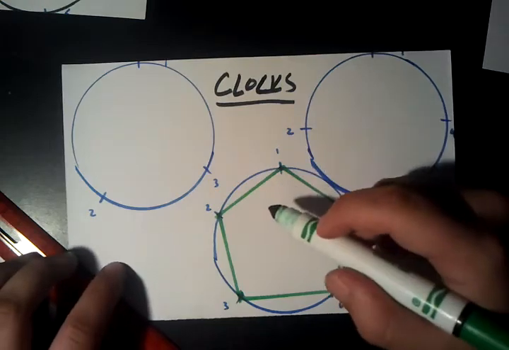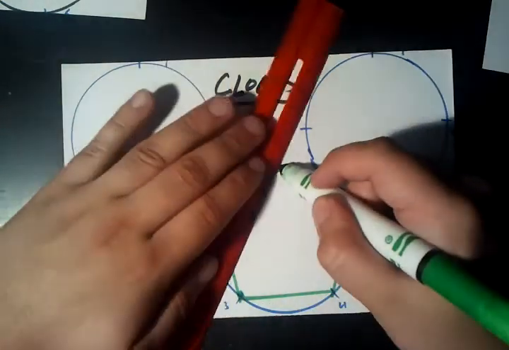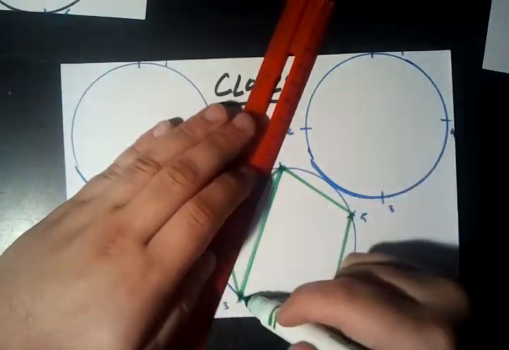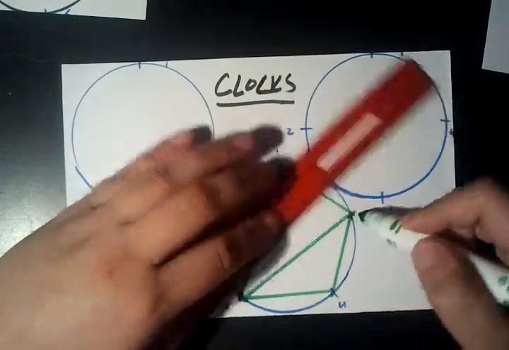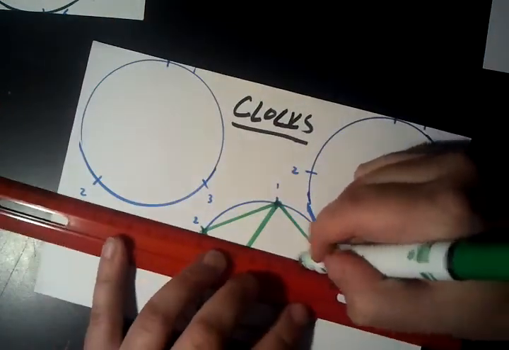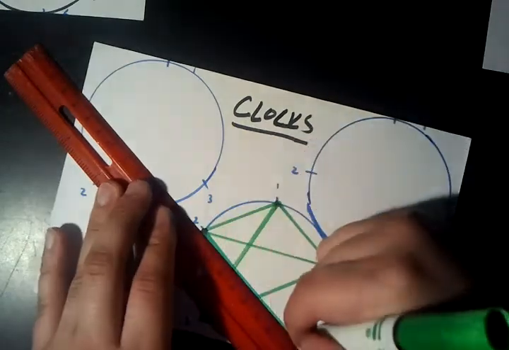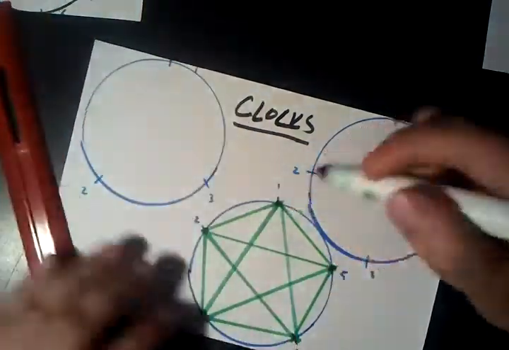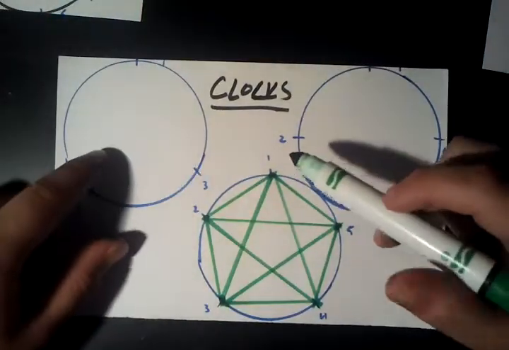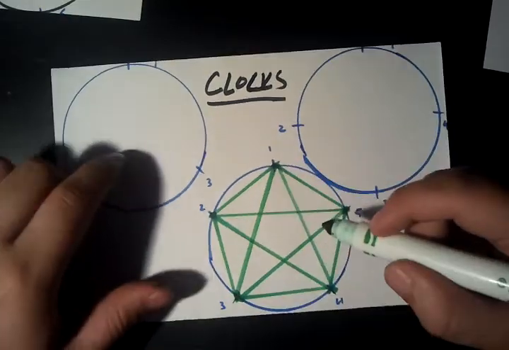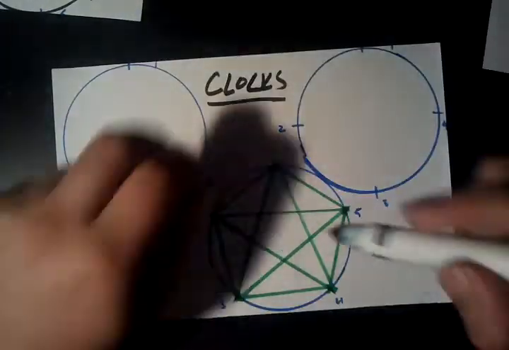Now if I skip one number, that means I skip over 2 and I go straight to 3. Then I skip over 4 and go straight to 5. Then I skip over 1 and go straight to 2. Then I skip over 3 and go straight to 4. I skip over 5 and go straight to 1. I form a perfect star. And I could skip over 2 numbers, but I'm going to end up making my star again because of the symmetry of these clocks.